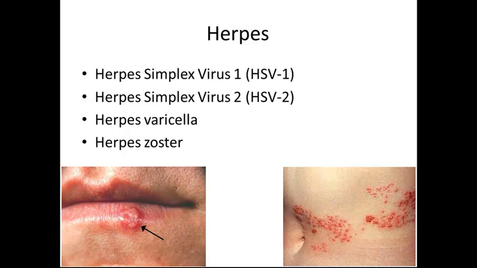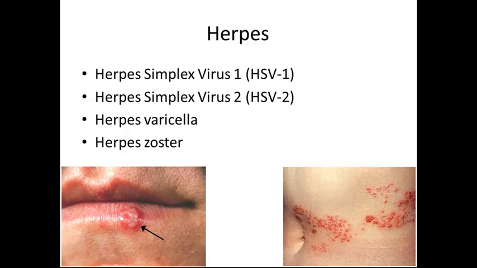Herpes is considered a viral infection, and there are 4 main types of herpes. However, there are some other types of herpes that are less common. The first type we will talk about is herpes simplex 1, or HSV1, which is also called cold sores. Herpes simplex 2, or HSV2. Herpes varicella, which is oftentimes called chickenpox, and herpes zoster, which is also called shingles. All 4 of these are caused by the herpes virus.